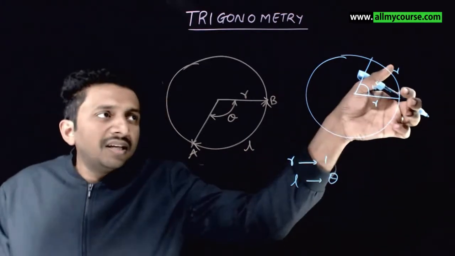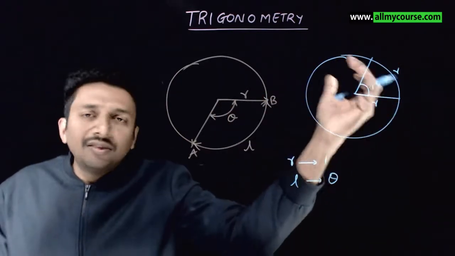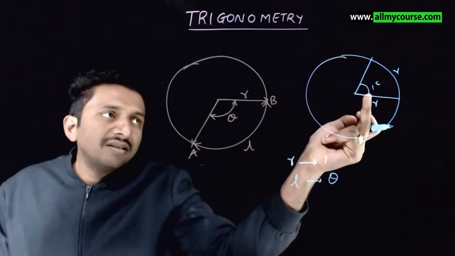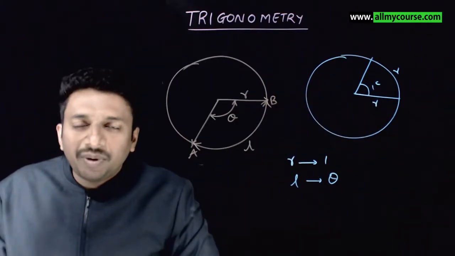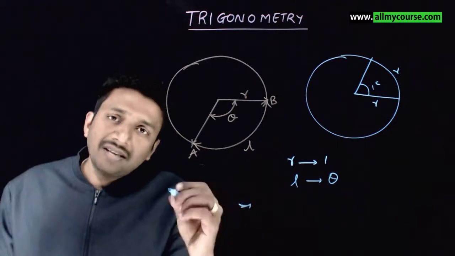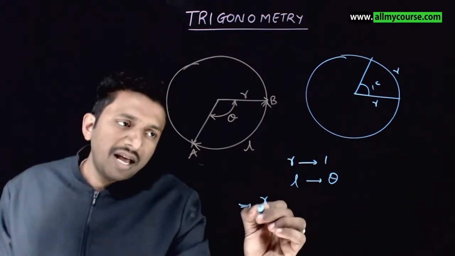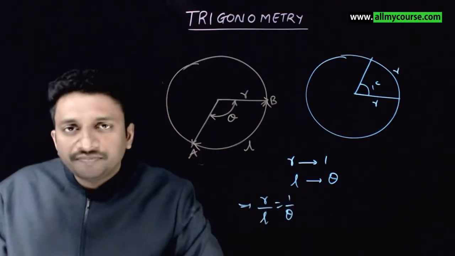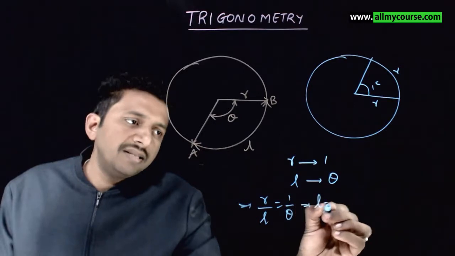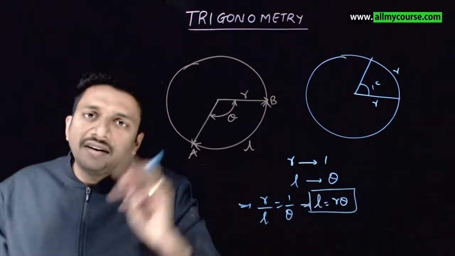So can you see that the angle subtended at the center is directly proportional to the length of arc? As the length of arc increases, the angle subtended at the center increases linearly, proportionally. So this implies, because L and R are proportional to each other, I can write R by L is equal to 1 by theta. This implies L is equal to R theta is the relation between L, R and theta.